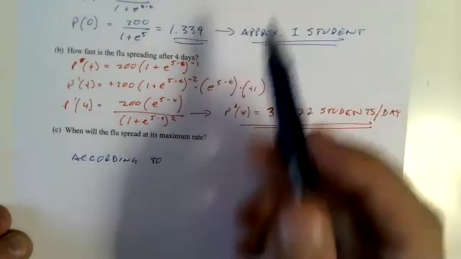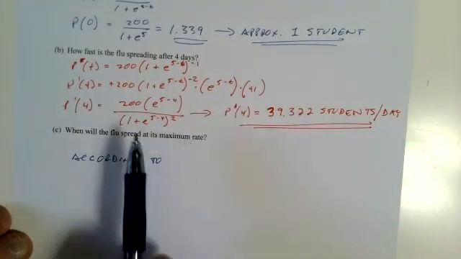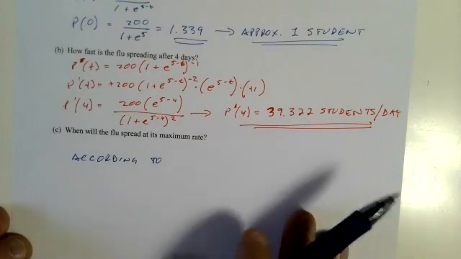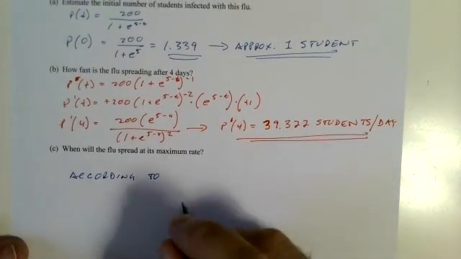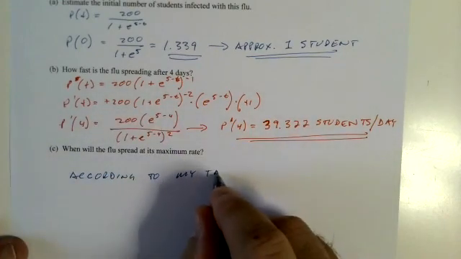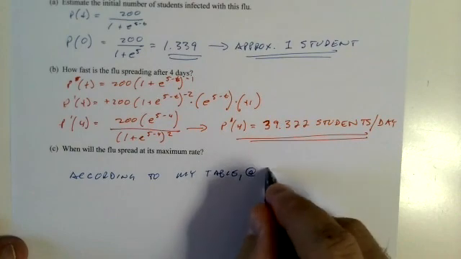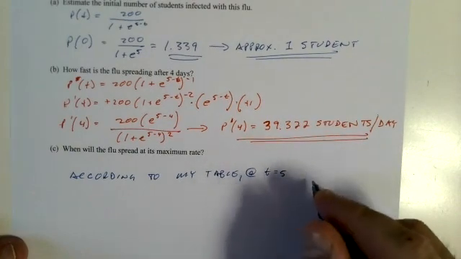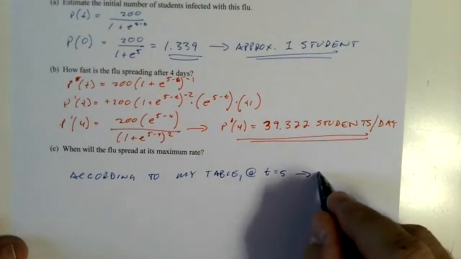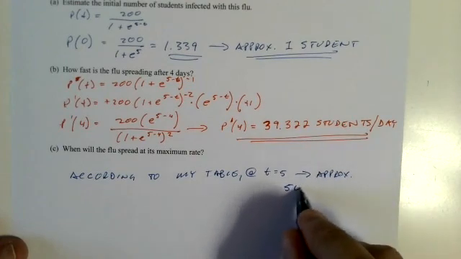And you might say, well, it should be 100, this answer. No, that's 100 when 100 people are infected, right? It's like a parametric. You got a lot of work you got to do here. But according to my table with this, the maximum occurs at approximately 50 students per day.